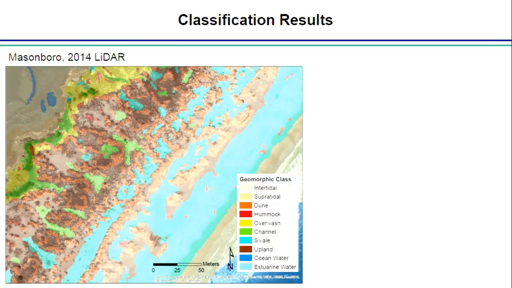So let's look at some results. When we classify the Mason-Burrow 2014 LiDAR and we drape it over some imagery, you can see from the image that the classification follows the topography pretty well. So you have dunes in the peaks, and you have swales in the valleys, you have some channels. It follows the imagery relatively well.